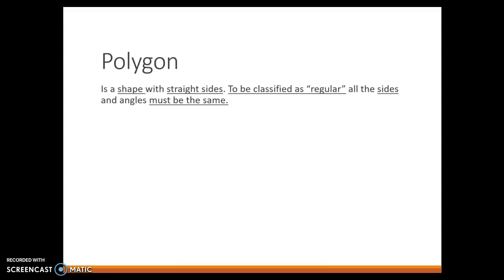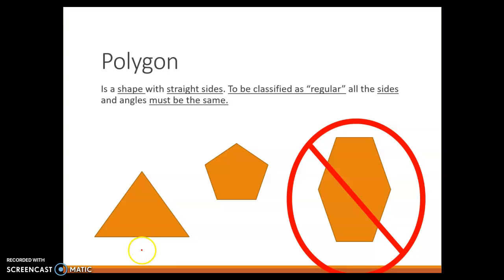Hopefully you thought of things like triangle, square, rectangle, parallelogram. All of those are closed shapes that have straight sides. And some non-polygon shapes, hopefully you thought of circle or oval. Those are shapes that are not polygons because they do not have straight sides. Within the category of polygons, we then have regular polygons, where the sides and angles must be the same. If you look at this triangle, all three sides are exactly the same measure, and all three angles are exactly the same measure. This is an equilateral triangle, or a regular triangle.